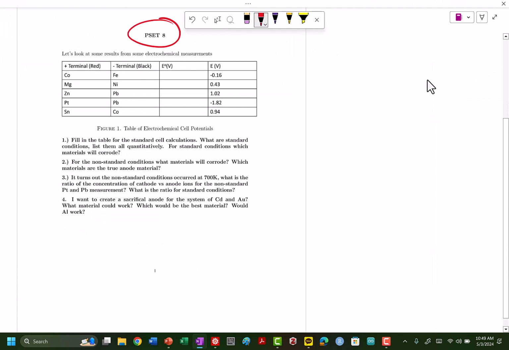So we're looking at some results from electrochemical measurements. Fill in the table. What are the standard conditions? Temperature equals 298 K, pressure equals 1 atm, and we're in a 1 molar concentration of our ions. Listing a little quantitatively for the standard conditions, what material will corrode? So we need to fill this out.